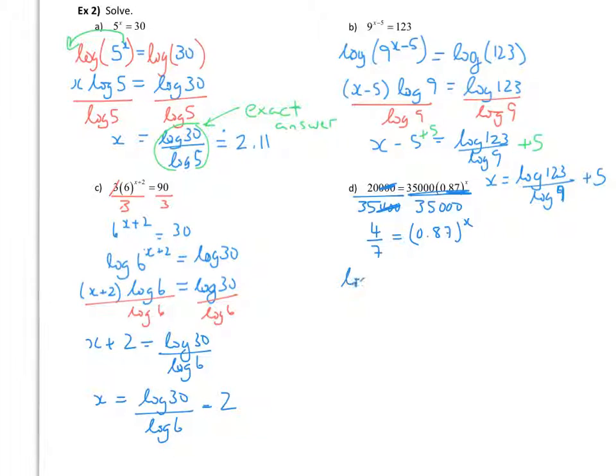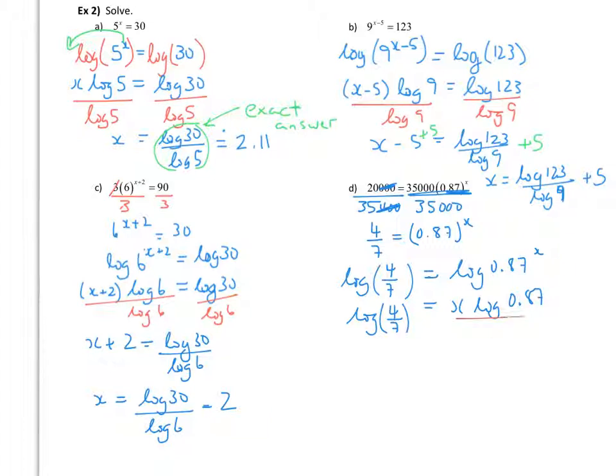Common log both sides. The x is going to come down front. So we would have x times the log of 0.87, and that's equal to the log of 4/7. And then divide both sides by the log of 0.87. Okay, so that will give you the exact answer there. You can take that to a decimal place if that would make you happier. I know some of us are more comfortable with that.